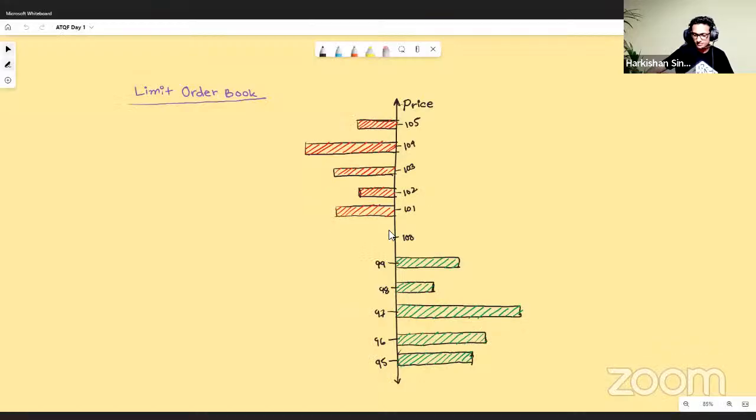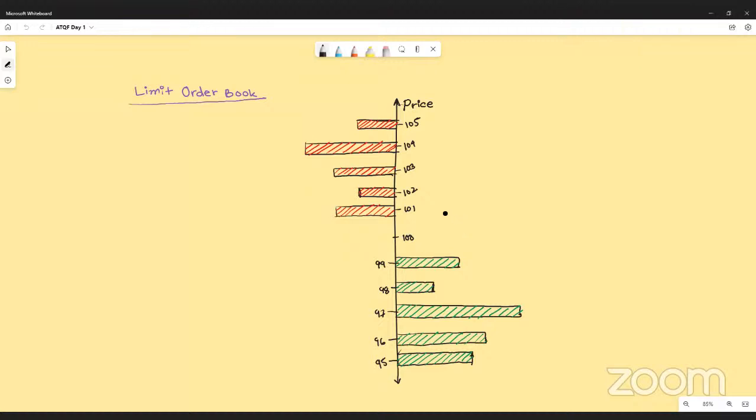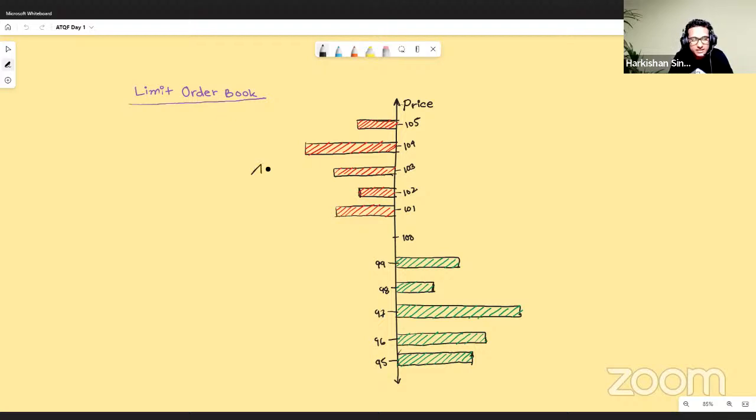Okay, so you can see the whiteboard, right? Yes, it's visible. Yeah.